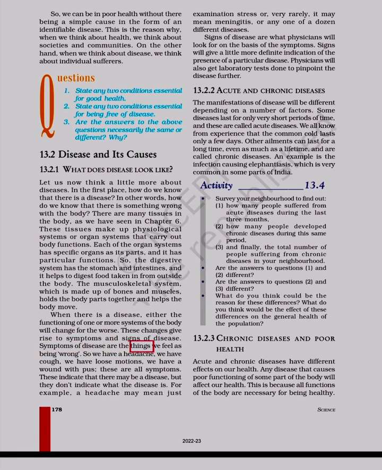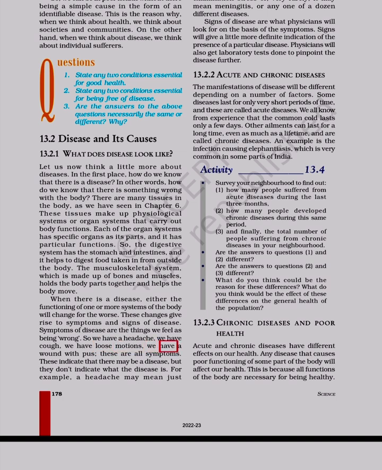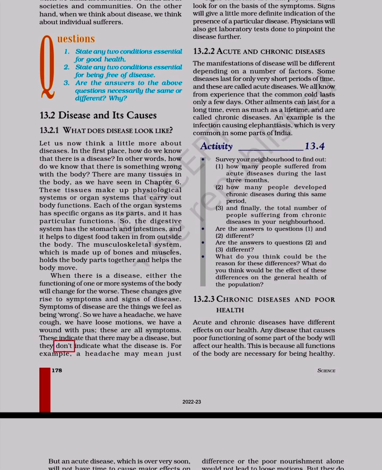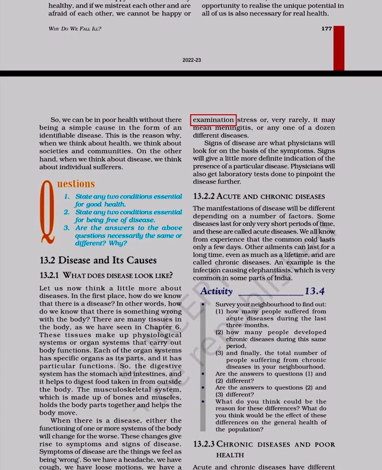Symptoms of disease are the things we feel as being wrong. So we have a headache, we have cough, we have loose motions, we have a wound with pus. These are all symptoms. These indicate that there may be a disease, but they don't indicate what the disease is. For example, a headache may mean just examination stress, or, very rarely, it may mean meningitis, or any one of a dozen different diseases. Signs of disease are what physicians will look for on the basis of the symptoms. Signs will give a little more definite indication of the presence of a particular disease. Physicians will also get laboratory tests done to pinpoint the disease further.